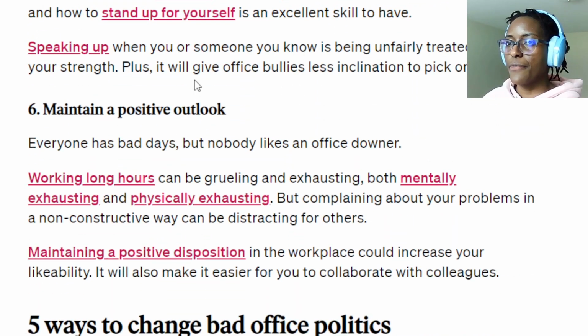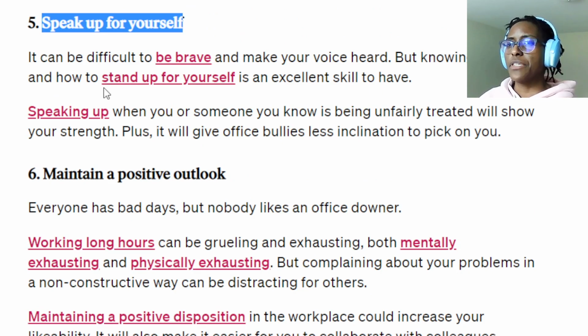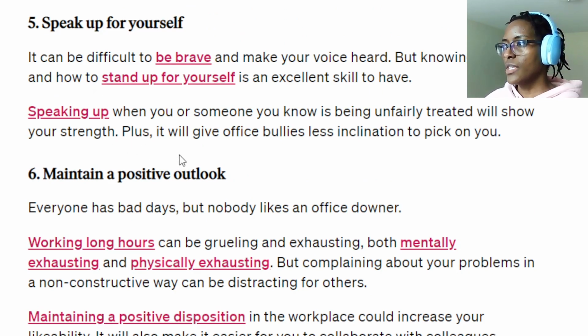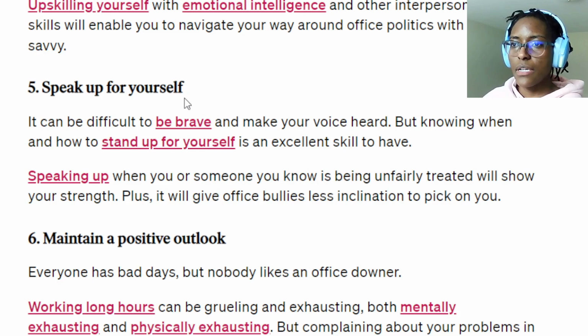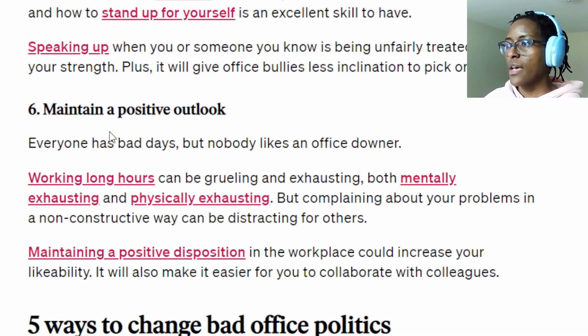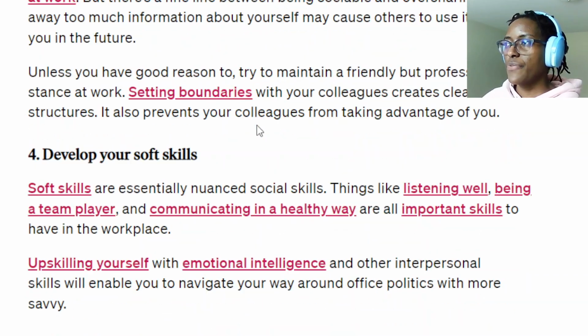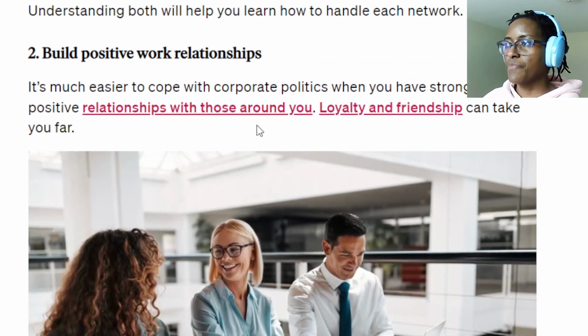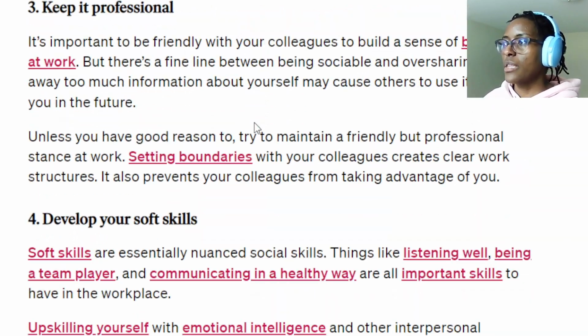Speak up for yourself. Don't let others just assume what your position is. And also speak up when others are being treated unfairly. Basically, intervene, and don't let people get bullied at work. And number 6 is maintain a positive outlook. Most of these points lean towards being positive. So that's the final point.